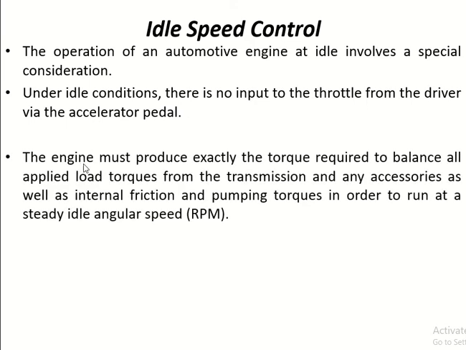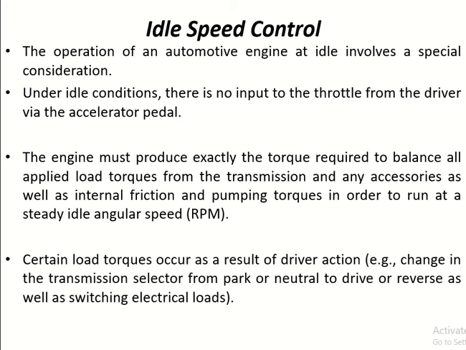The engine must produce exactly the torque required to balance all applied load torques from the transmission and any accessories, such as internal friction and pumping torques, in order to run at a steady idle angular speed.